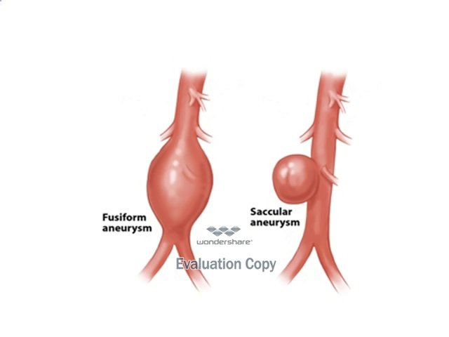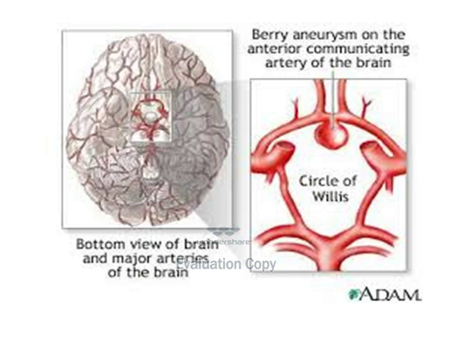We can have a picture. So this is a spherical saccular aneurysm. This is a spindle fusiform aneurysm. This is a berry aneurysm which you can see around the circle of Willis.